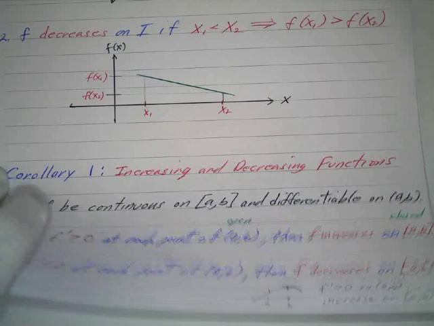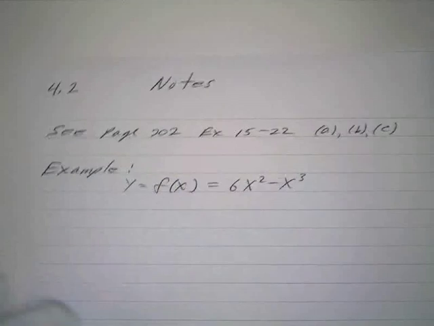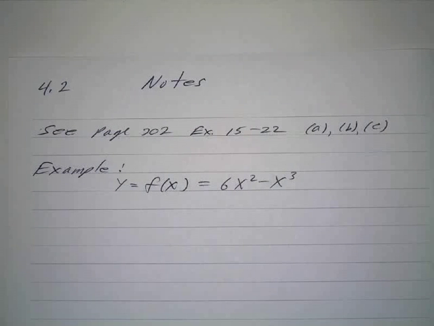Okay, and then let's take a look at an example. These would be kind of like the problems you're going to be doing on homework on page 202. So rather than write down the same stipulations, you can take a look at page 202. Where it says exercises 15 through 22, they ask you to do three things, A, B, and C. And I'll just read that. It says that exercises 15 through 22 use analytical methods to find A, the local extrema, B, the intervals on which the function is increasing, and C, the intervals on which the function is decreasing. So again, we're going to use our derivatives.